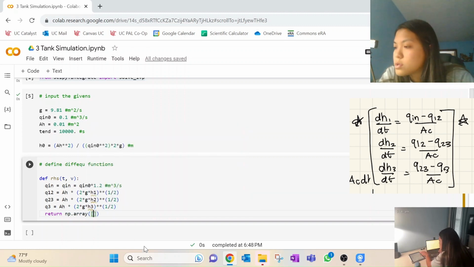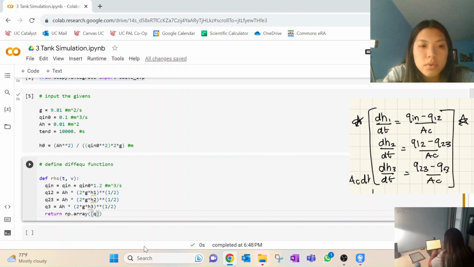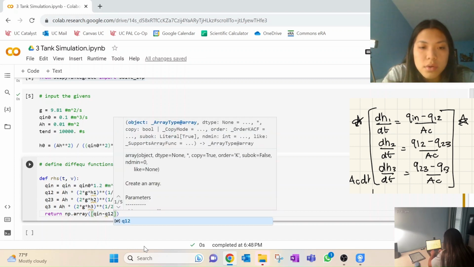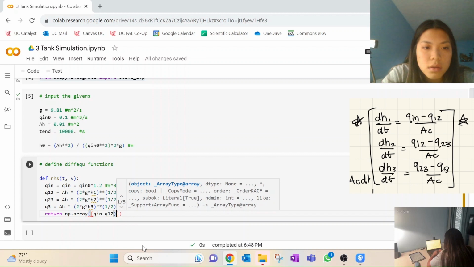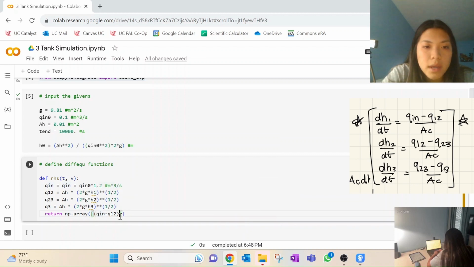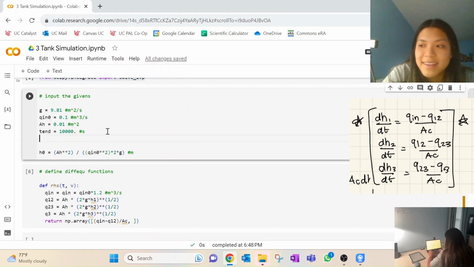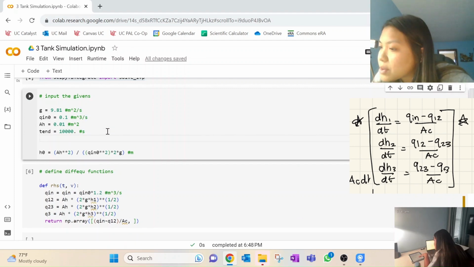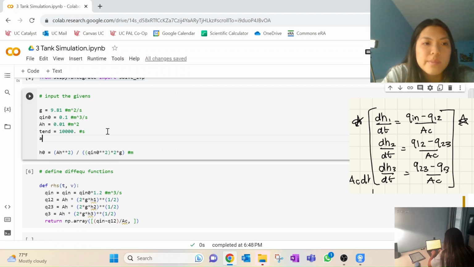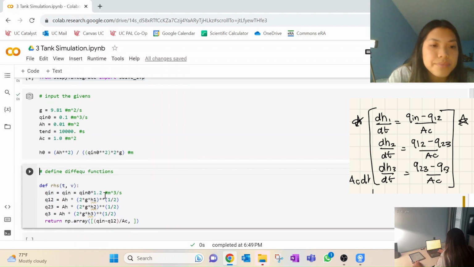And the first one is going to be the flow in minus the flow from tank 1 to tank 2, divided by the cross-sectional area of the tank, which I'm realizing we did not define. So that was given to us, and we were told that it was 1 meter squared. Okay, there we go. And that is tank 1.